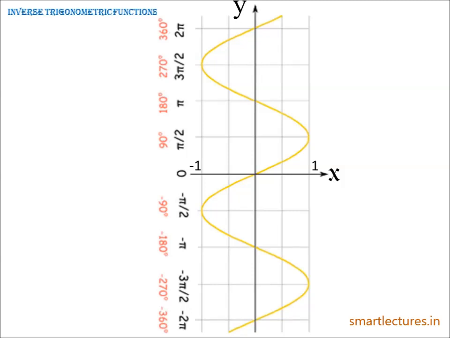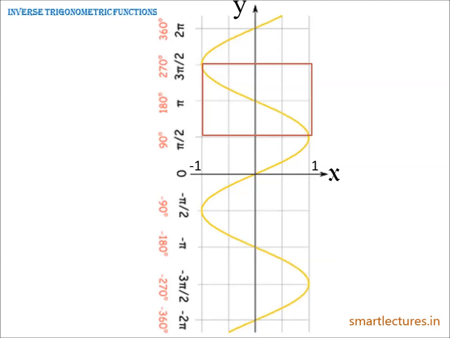And also from the graph of the sine function, you can see that apart from the interval minus half pi to half pi, there are also other intervals like minus 3 pi by 2 to minus half pi and half pi to 3 pi by 2 and so on, in which the function sin x is a bijection.